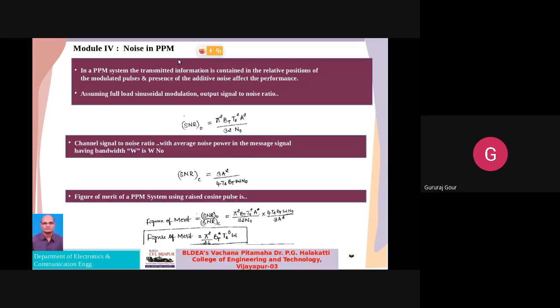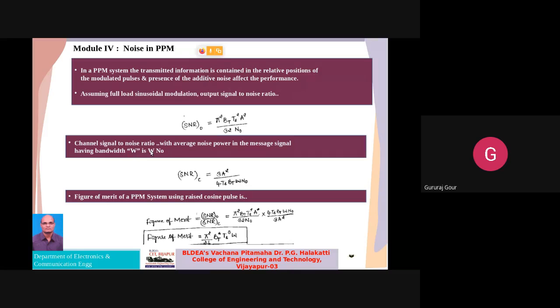In pulse position modulation, our information is contained in each of the pulses. If some noise is added to each of the pulses, it is going to affect the performance. Assuming full sinusoidal modulation, full load meaning full sinusoidal modulation, the output signal to noise ratio is given by this: SNR naught equals pi square B T, where B is the bandwidth for band-limited signals, T s the sampling duration of each pulse, A square by 32 N naught.